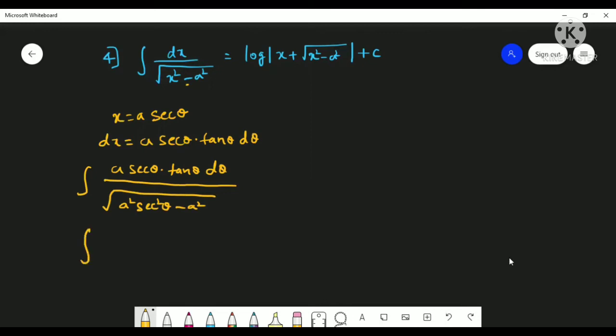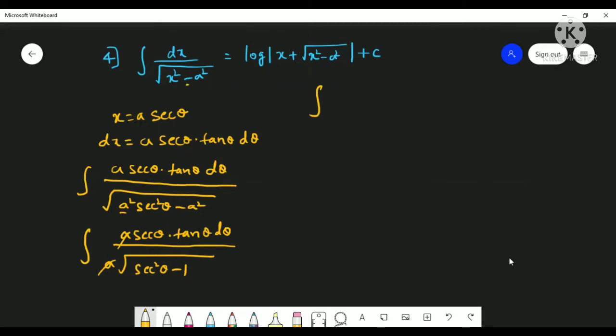Now integration. Numerator I am writing as it is: a secant theta into tan theta d theta whole divided by, I will take a square common. From the square root, if I take a square common, that becomes a times square root of secant square theta minus 1. Now a gets cancelled. Yes, secant square theta minus 1. What will be left? That is tan square theta. Do you know that one?